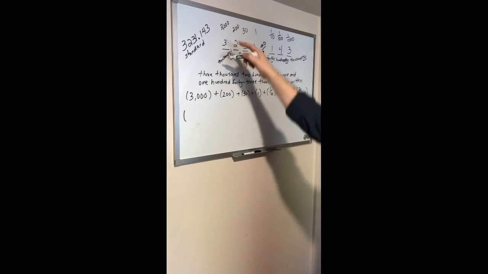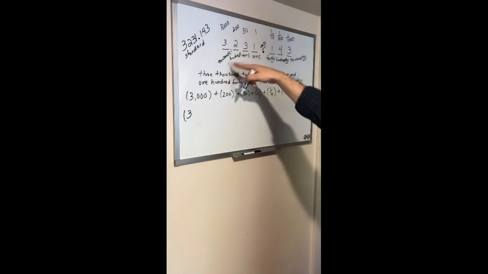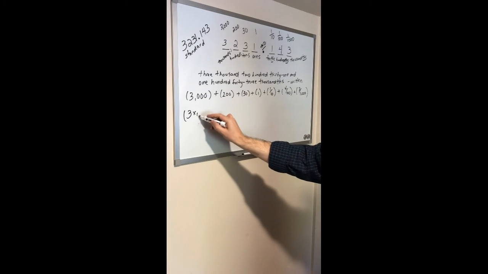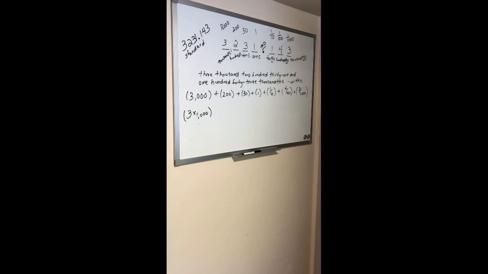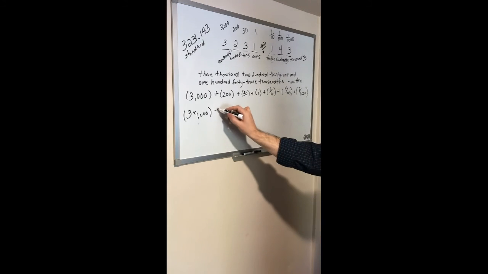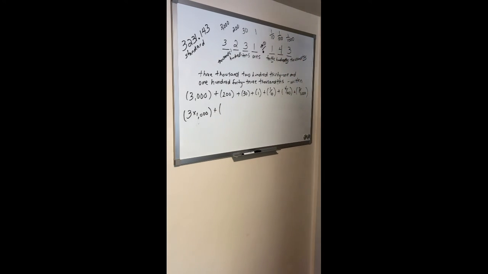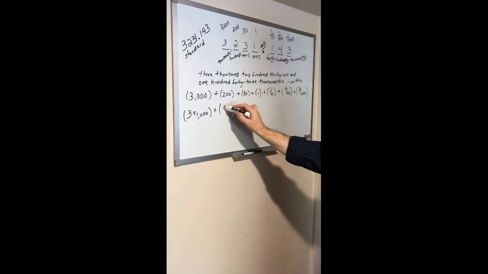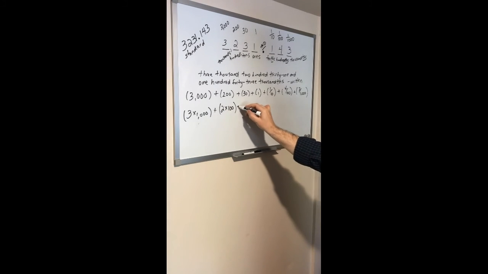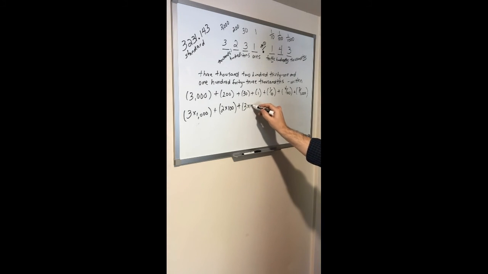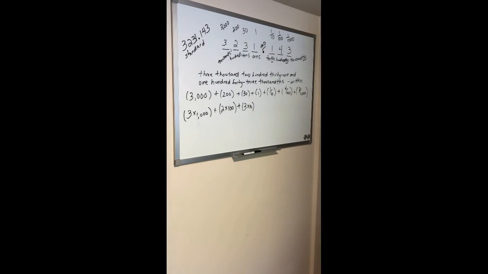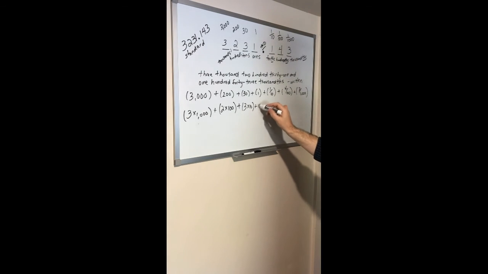So I have the digit 3, and it's in the thousands spot. So the way I got that was I multiplied it by 1,000. So that's 3 times 1,000. The 2 is the digit in the hundred spot. So that's 2 times 100. The 3 is in the tens spot. So that's 3 times 10, because that's what gets me 30. The 1 is in the 1 spot. So that's 1 times 1.